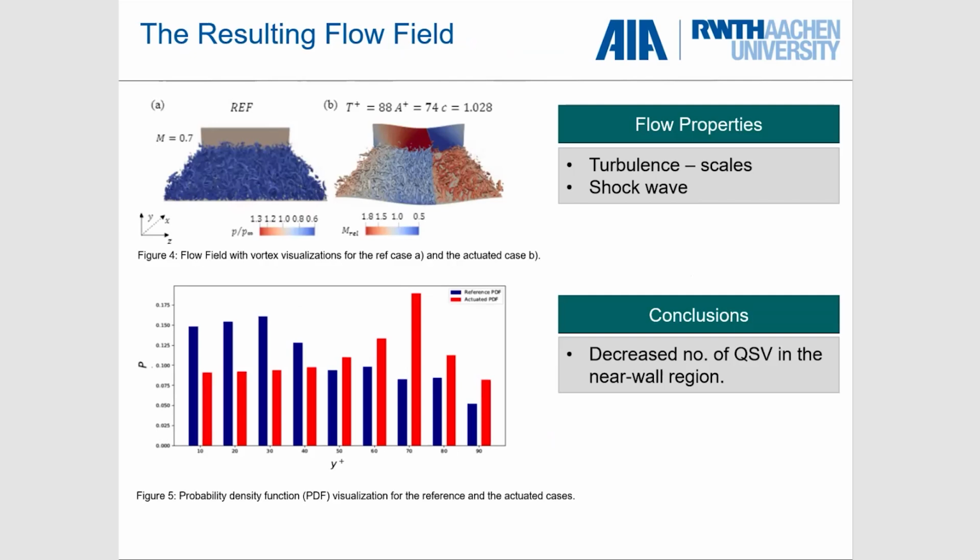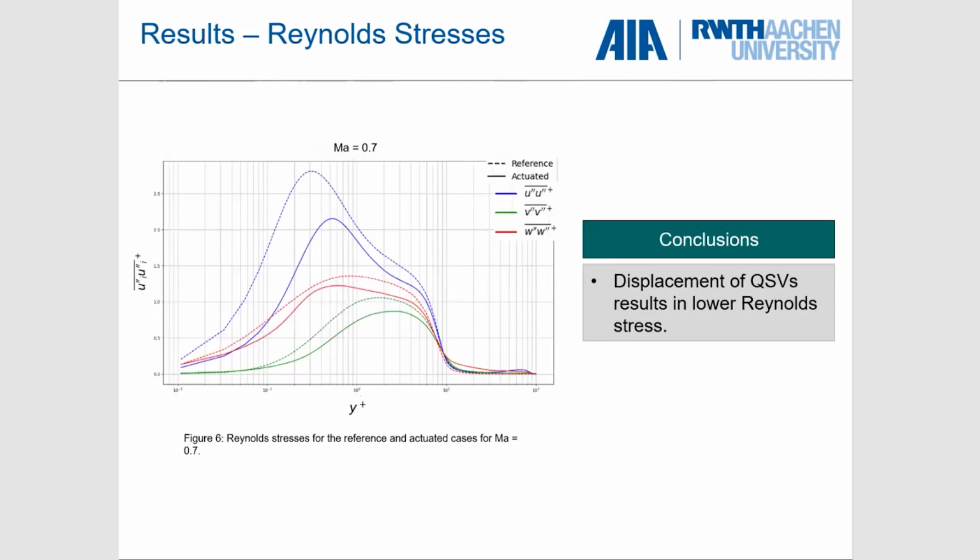And on the bottom corner, we have a probability density function plotted over the non-dimensionalized wall normal direction over 20 consecutive time steps for the reference and actuated cases. What we can recognize immediately is that the statistics of QSVs being in the region are considerably lower in the actuated case compared to the reference case, which would expectedly result in a reduction of the Reynolds stresses.